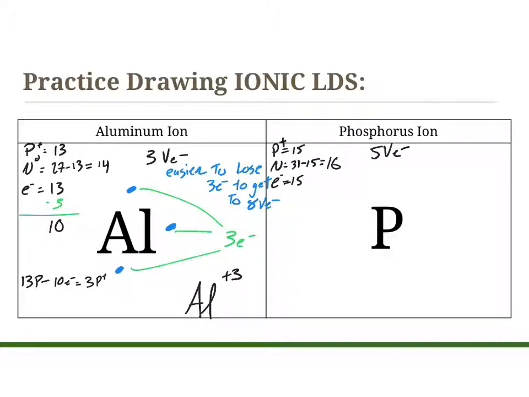If I draw this, don't draw anything yet. Would it be easier for it to lose 5 electrons to get to 8 or gain 3 electrons? Gain 3. It would be easier for it to gain 3.